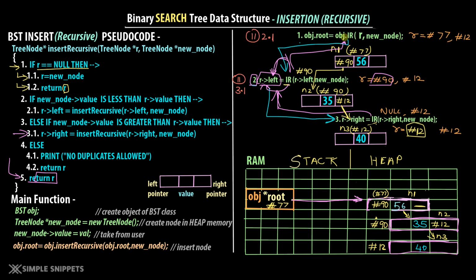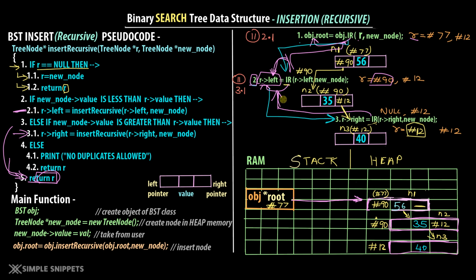When you come back, the first insert recursive function was paused at step number 2.1, which is over here. After that we will also say return R. For the first function, what is the value of R? R is 77. So 77 will be stored in obj.root again, and hash 77 will be maintained as it is. So when you go back, the original addresses will be restored. They would be recopied, but copied as the same. So backtracking, we will have the similar addresses. Only when you are giving the recursive calls will you proceed depending upon whether the value is smaller or greater.